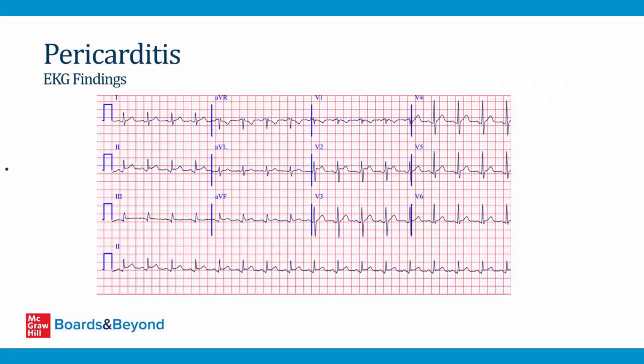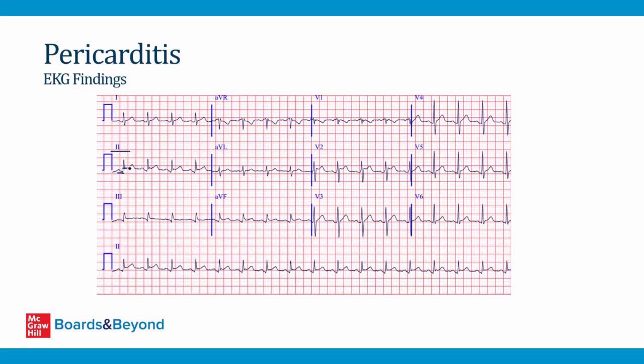This is a 12-lead EKG from a patient with pericarditis, and there are two classic EKG findings that you have to be aware of in patients who have pericarditis. The first one is diffuse ST elevation. So let's look at lead 2 right here. This is the baseline, and here is the ST segment.